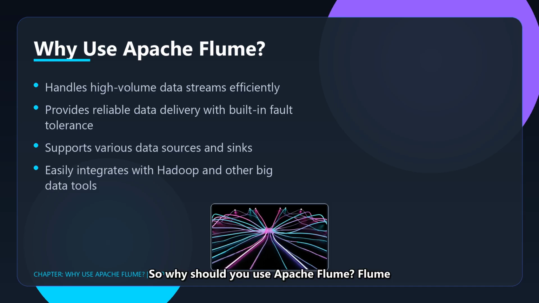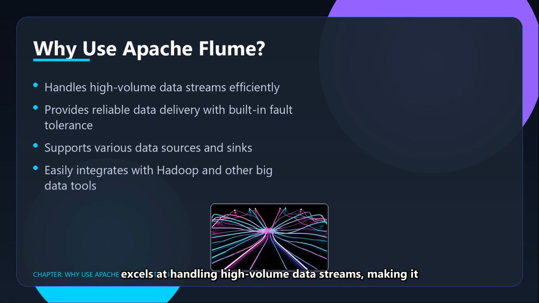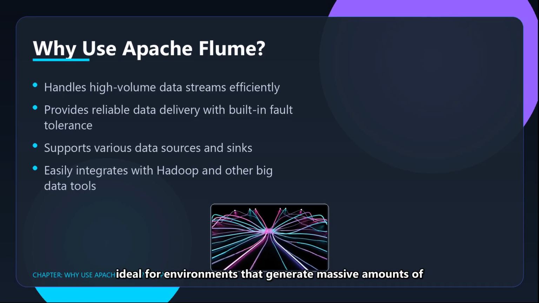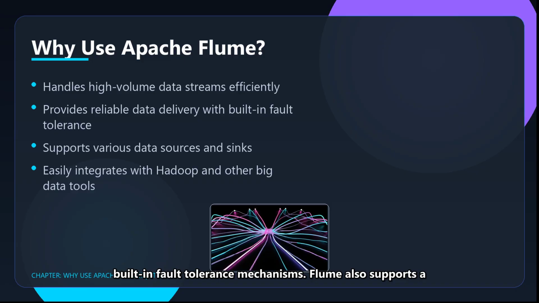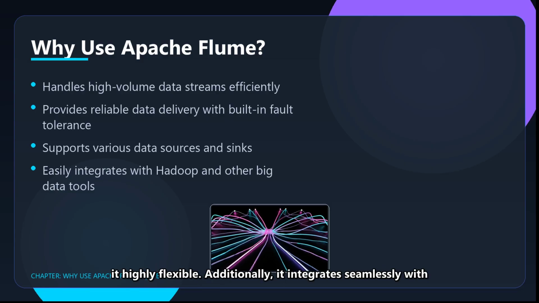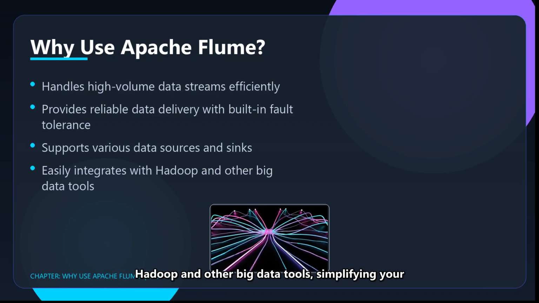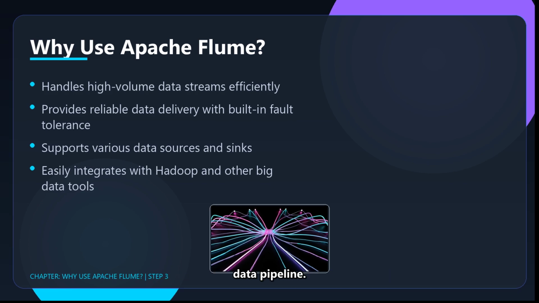So why should you use Apache Flume? Flume excels at handling high-volume data streams, making it ideal for environments that generate massive amounts of log data. It ensures reliable data delivery through built-in fault tolerance mechanisms. Flume also supports a wide variety of data sources and sinks, making it highly flexible. Additionally, it integrates seamlessly with Hadoop and other big data tools, simplifying your data pipeline.